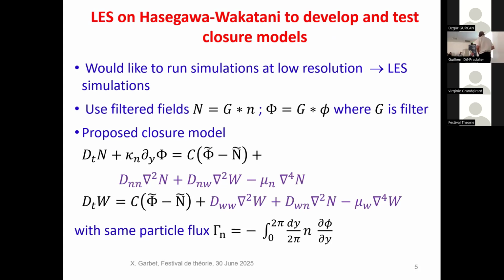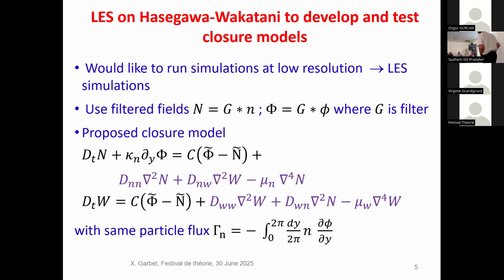So what about LES? LES is just the fact that you are filtering your field. So capital N will be the convolution of your filter G with the density, and the same for the potential, capital phi, where G is the filter. Here, of course, we're going to use something very, very simple, which is just a filter in wave number space. Right. So this is the effect of wave numbers bigger than the cutoff wave number Kc onto the low wave numbers. See, there are others.